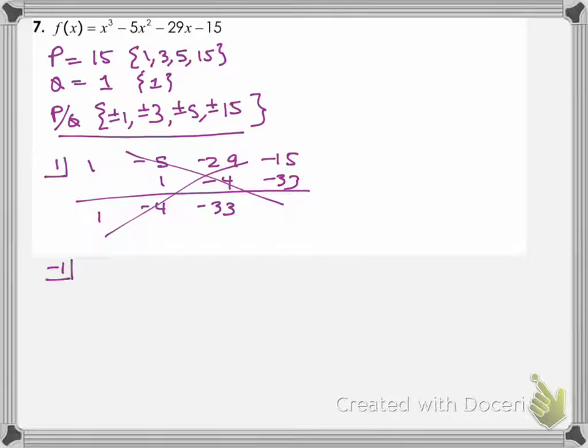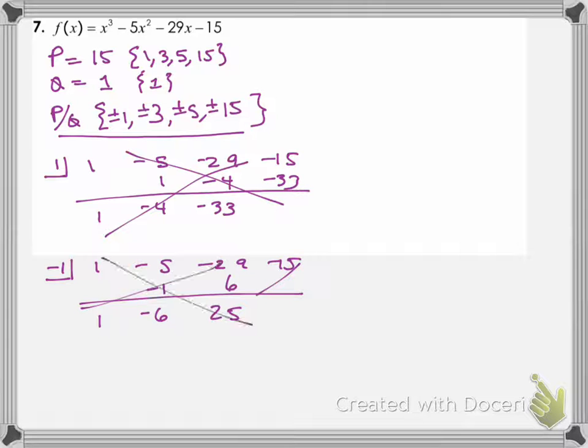Let's try negative 1. Okay, so negative 1 is 1, negative 5, negative 29, negative 15. 1 times 1 is 1. Negative 1, negative 6, that would be positive 6. So that would be 25, and that's not going to work either. So no to 1 and negative 1.